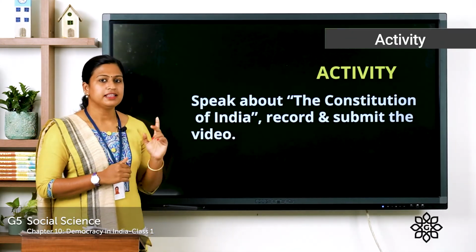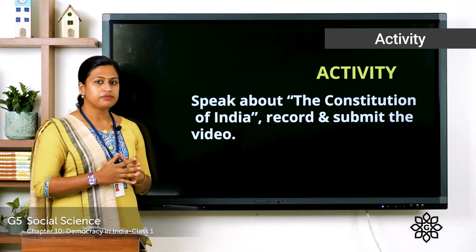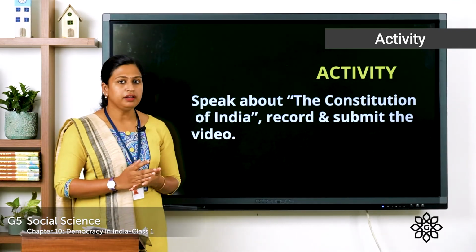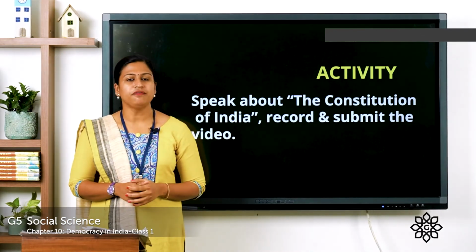Now here there is an activity for you. You have to speak about the Constitution of India, record it and submit it in Microsoft Teams.